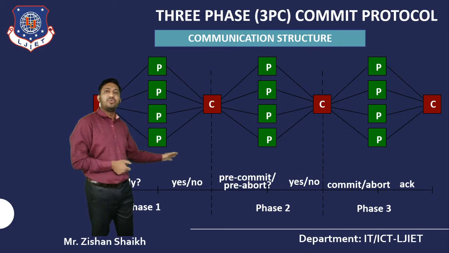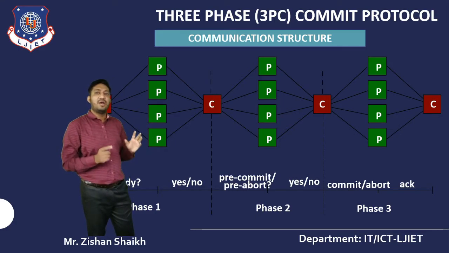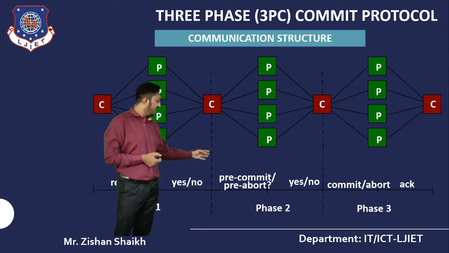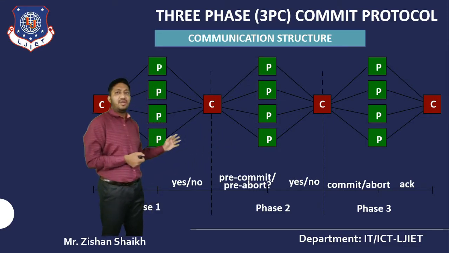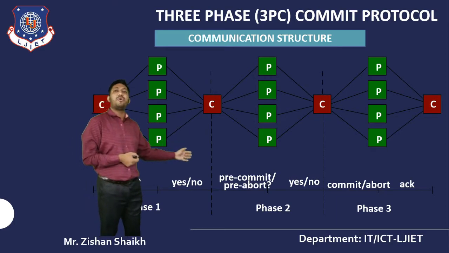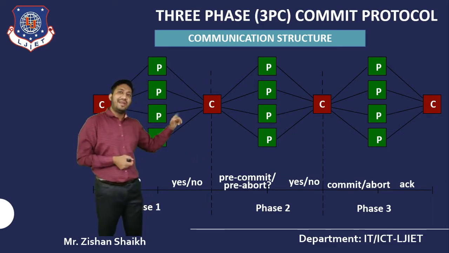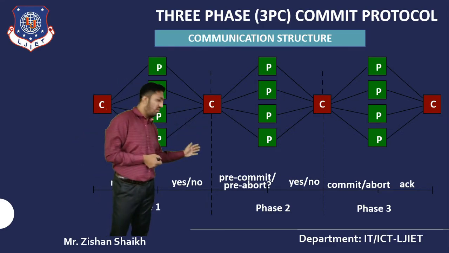After phase number 2, the participant is now ready to know what the actual state of the communication will be in future. So if it is saying yes now, then it goes to the commit state. But if it receives a pre-abort message, then definitely it will go to the abort state. In the last stage, what is the case?